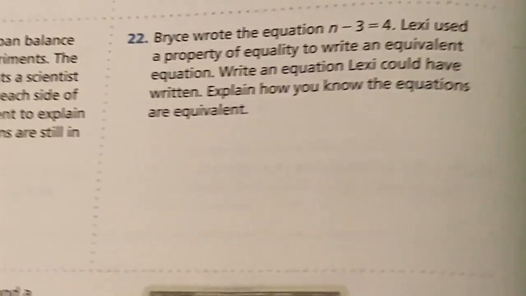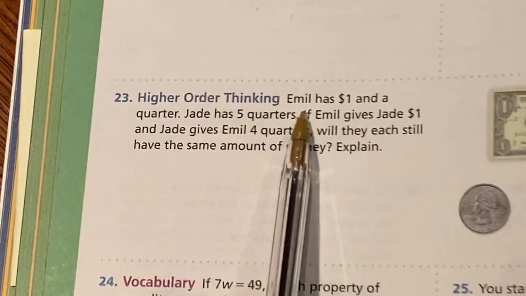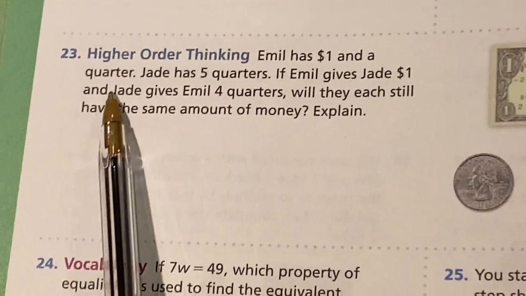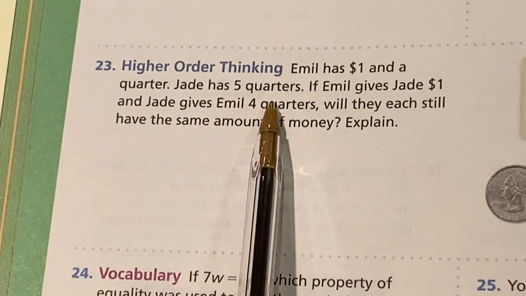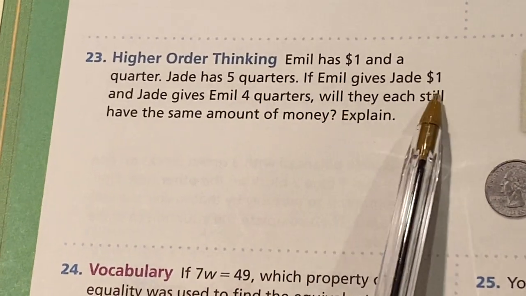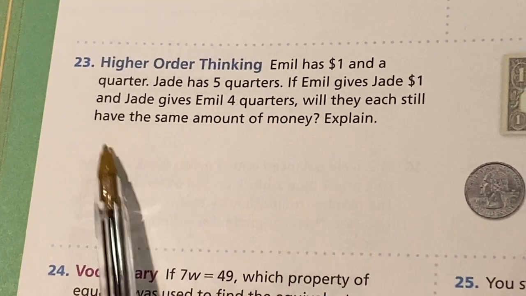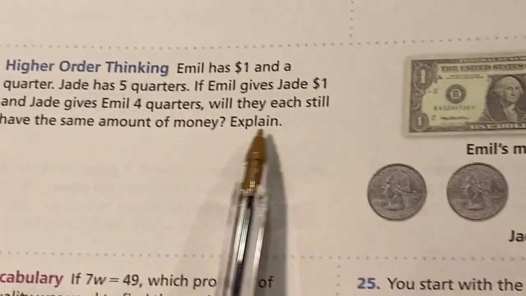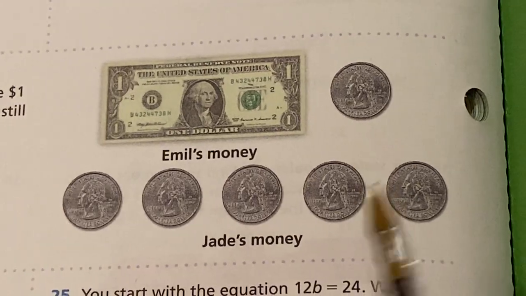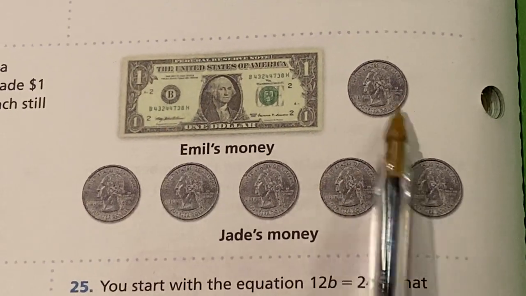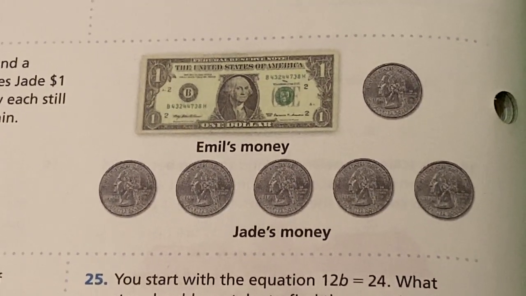Higher order thinking. Emil has $1 and a quarter. Jade has 5 quarters. If Emil gives Jade $1 and Jade gives Emil 4 quarters, will they each still have the same amount of money? Explain. Here's a nice little visual for you. There's Emil's money. There's Jade's money.